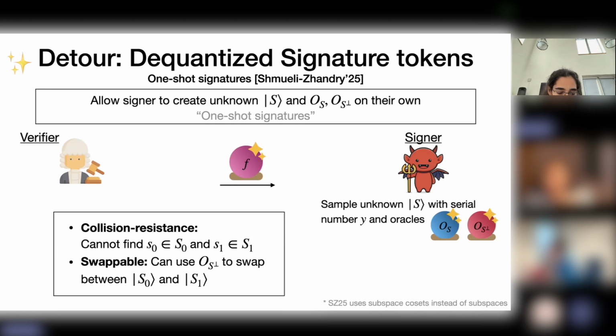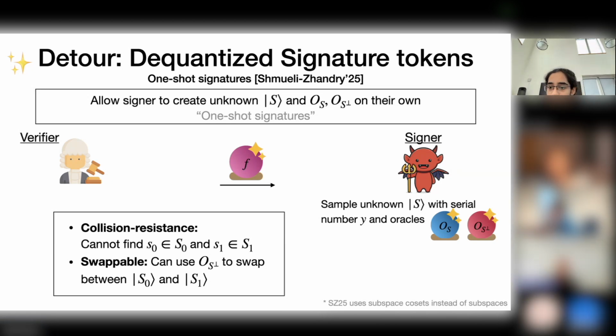Yeah. Can I ask something? Could you say something about these subspace cosets? Something more? I don't know what these cosets are and how they are involved here.